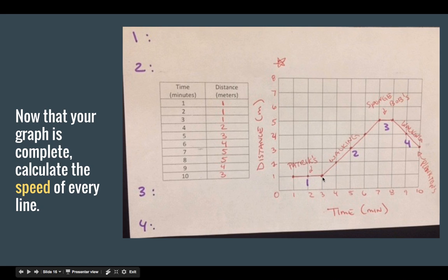So at line 2, the final distance is 5 minus the initial distance of 1, you subtract, divided by the final time of 7 minus 3. So you should have 4 divided by 4. That's my hint. Feel free to pause so people can catch up with the speed calculations. No need for a calculator.